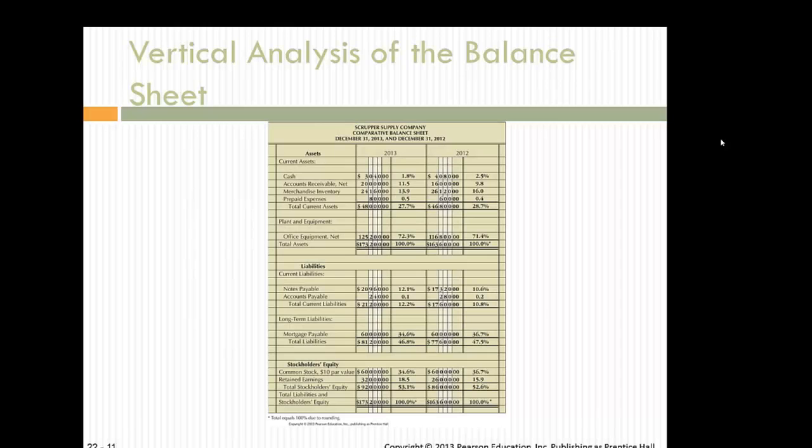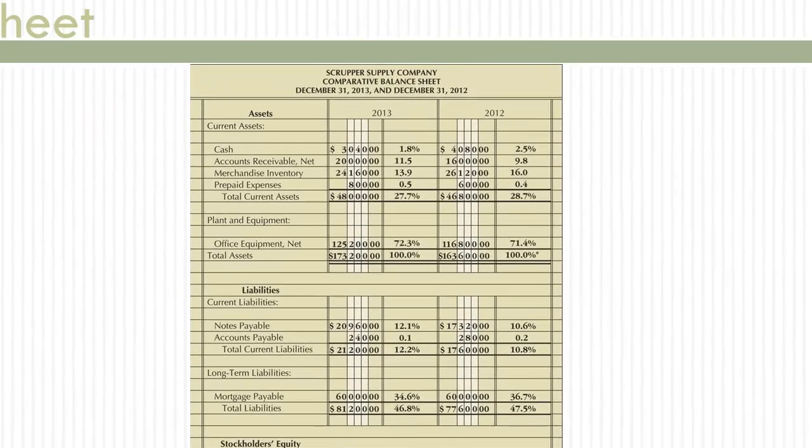This is an example of vertical analysis. For both years, each account balance is expressed in terms of a total. For example, cash is expressed as a percentage of total assets. Notice how total assets is 100%. If you add up the percentages for each asset, you get 100%. The same thing is done for total liabilities and stockholders' equity.